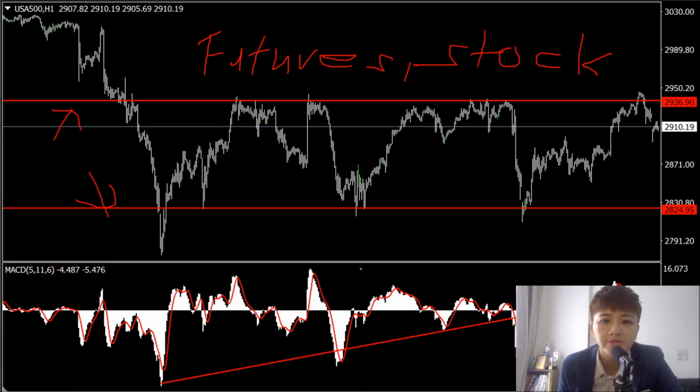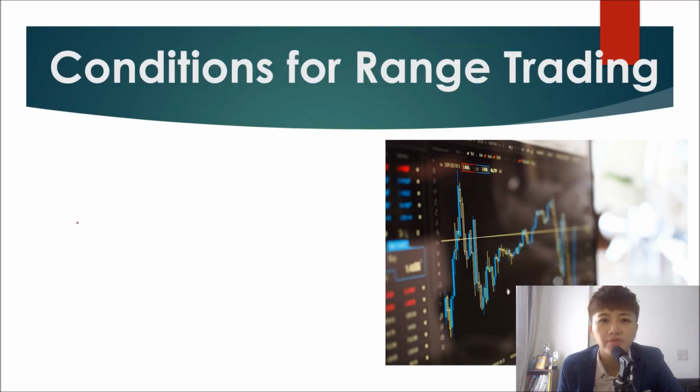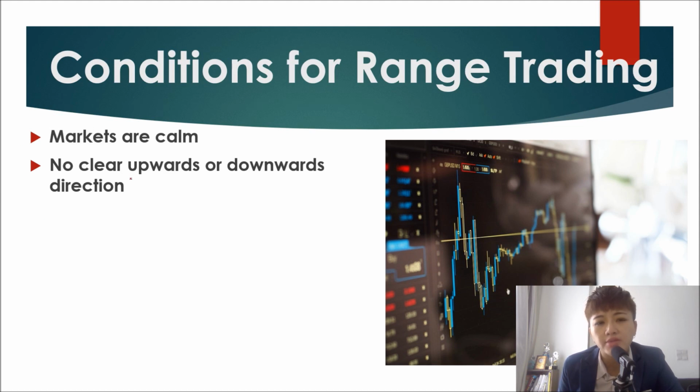So before you go into range trading, you need to make sure that a couple of criteria are fulfilled. First things first, you want to see visually that the market is going sideways, not going up, not going down. This means that the market would be very calm. There's no volatile movement. It's just going sideways, a quiet market, okay? So like I said, no clear upwards or downwards direction.